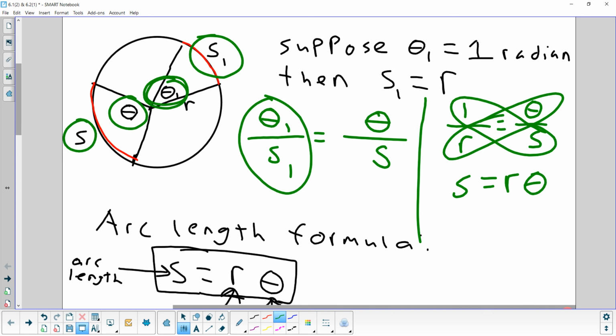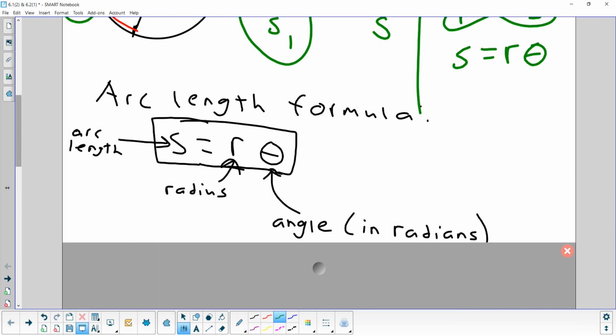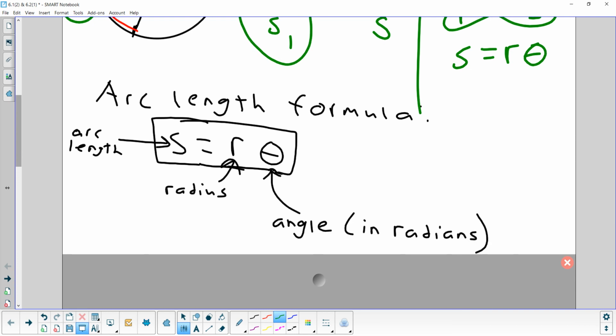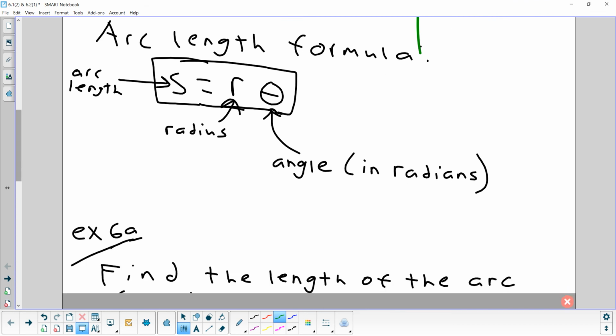There's 3 variables. S is the arc length, r is the radius, and theta is the angle. It's important that you always put the angle in radians. This formula does not work in degrees. It has to be radians. Okay, so S equals r theta. I will always give you 2 out of 3 of those letters, and your job will be to solve for the 3rd one. All right, so let's try maybe 2 examples of that, and then we'll do the last thing.